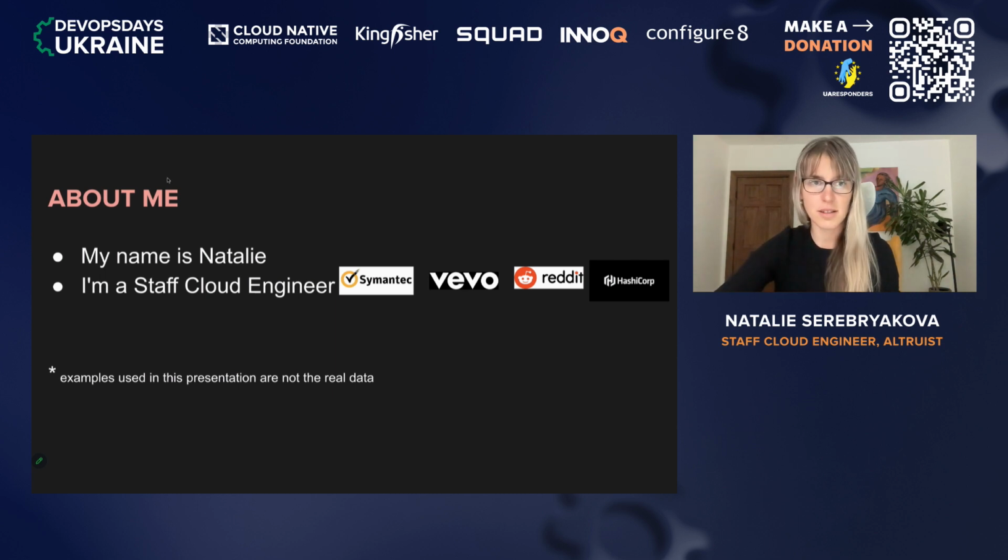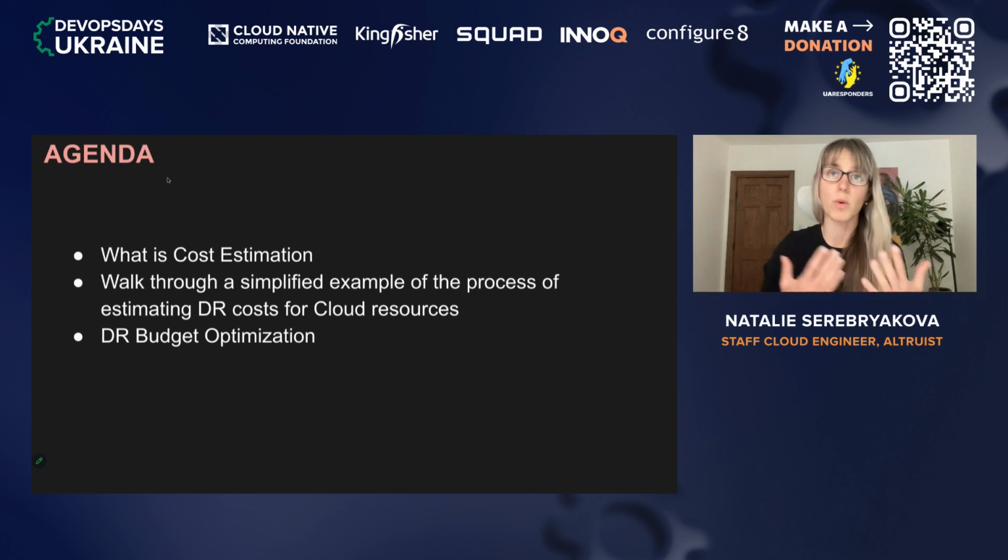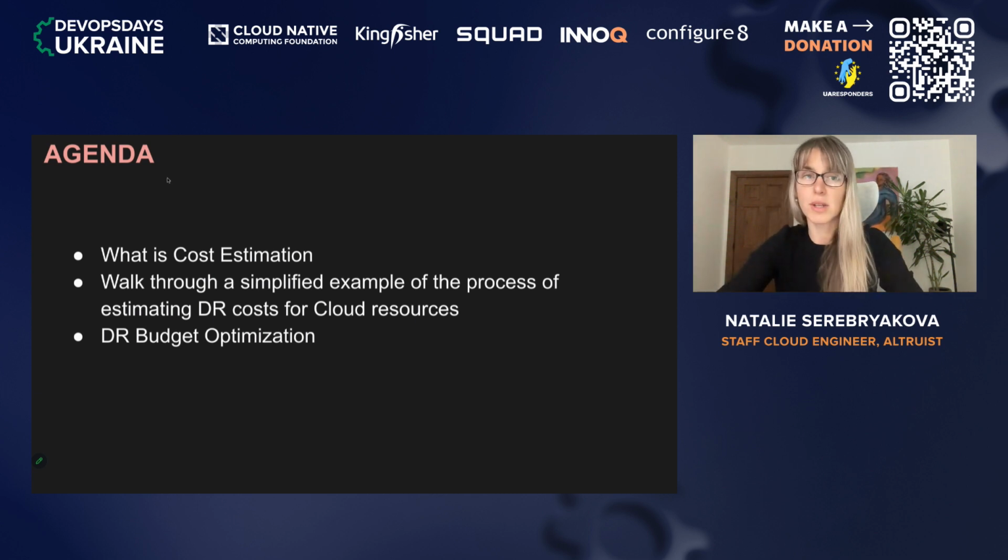Let's start here. As I said, I'm going to talk about cost estimation. We're going to cover a real example of how we can start estimating the cost during disaster recovery, and how we can select the proper strategy based on the cost. We will also understand if there is an option to optimize the budget once the strategy is decided, and how we can start doing it in the company.